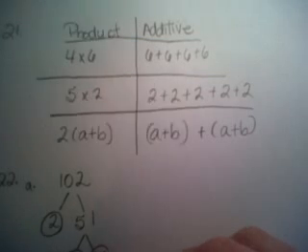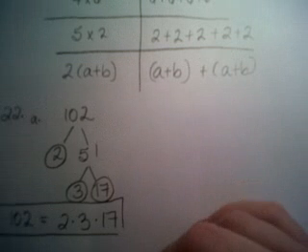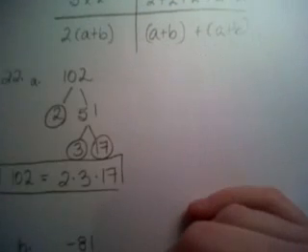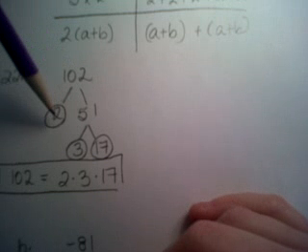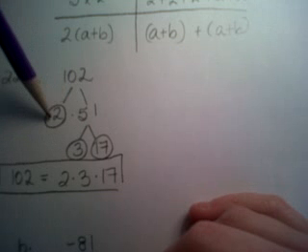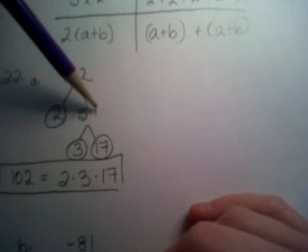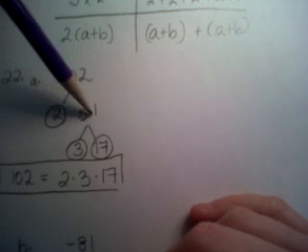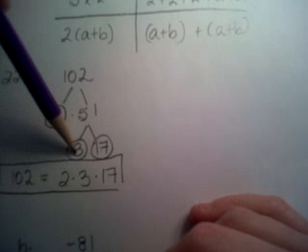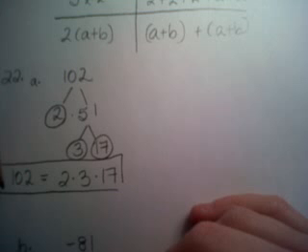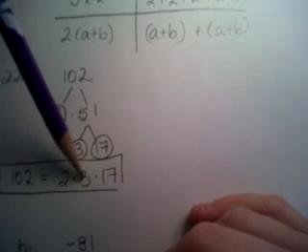Here, if I take the prime factors of 102, well, I knew that 102 broke down into 2 times 51. 2 can't break down any further, so I circle it. 51 can break down to 3 times 17. I can't break those down any further. So the prime factors of 102 are 2 times 3 times 17.